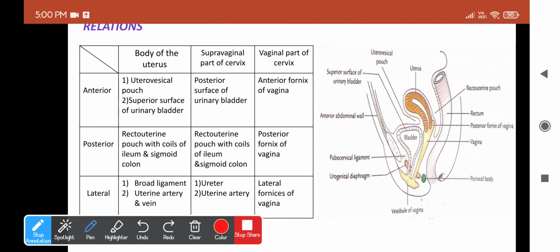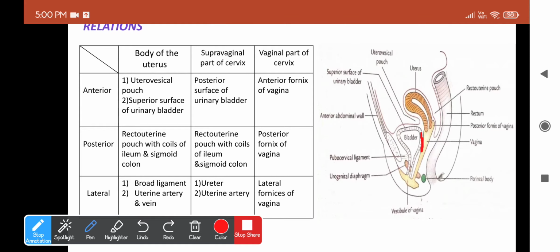Going for the supravaginal part of the cervix. So anteriorly, it will be related to the posterior surface of the urinary bladder, this part. So the supravaginal part of the cervix will be related to the posterior surface of the bladder, and posteriorly the same relation as of the body, that is the rectouterine pouch with coils of ileum and sigmoid colon, and then it will be related to the ureter and uterine artery laterally.